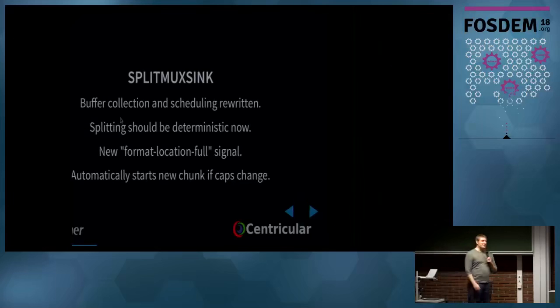Split mux sink. Split mux sink is something that fragments your media stream, so you can say, well, create a new file every so many megabytes or gigabytes or so many seconds, minutes, hours, whatever, and it just takes your encoded streams and it will split it. And it works with any container, even those that don't support that natively. So you can just decide Matroska, MP4, whatever you want, and it'll just work. So that has been rewritten to be more deterministic now, and it should be more stable.